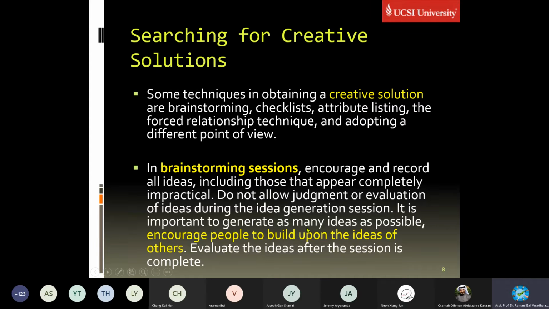It is important to generate as many ideas as possible. Encourage people to build upon the ideas of others. You give a lead point, start the point, and ask the other to reply and get the reply. Like that, you have to be a good mediator or facilitator of the session.